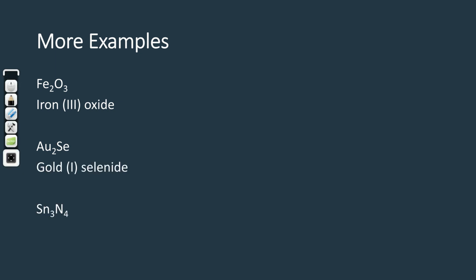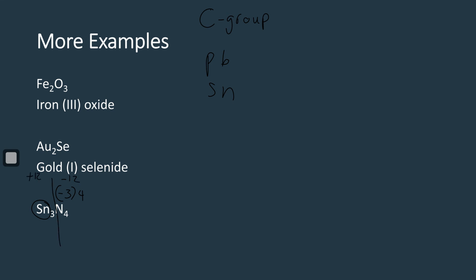All right. And then Sn3N4. Now I did this one because if you find Sn, it's not in the transition metals. We have to pay attention to Pb and Sn. They are in the C group, which is the one I called the switch, so we don't know exactly what the charge is. Lead and tin are like transition metals. They could be +2 or +4 at any time. So for this one, we have to go, okay, nitrogen is -3 times 4 is -12. So this is +12 divided by 3 is +4. So this would be tin 4 nitride.